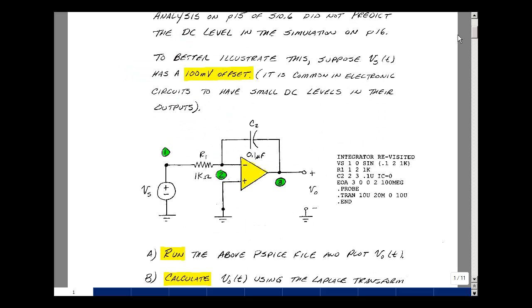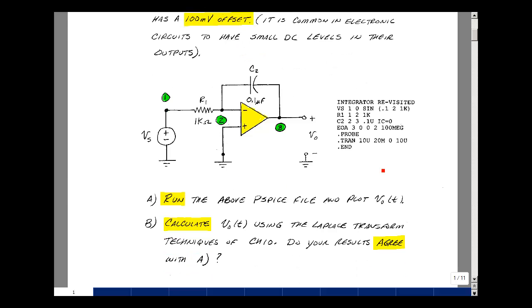So let's take that SPICE file from Chapter 10 and change our input to a sine wave with a DC level of 100 millivolts, in other words 0.1. Everything else is the same. Could you run the simulation and plot V out versus time? And then could you calculate V out using the Laplace transform techniques of Chapter 10 and compare your results with part A?